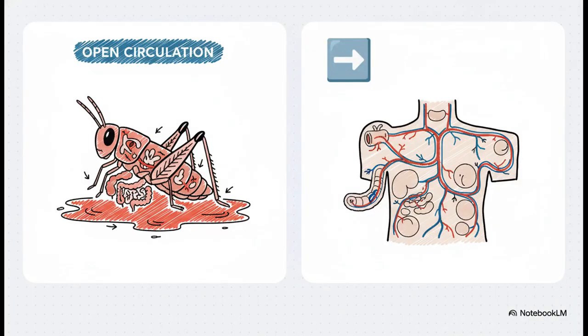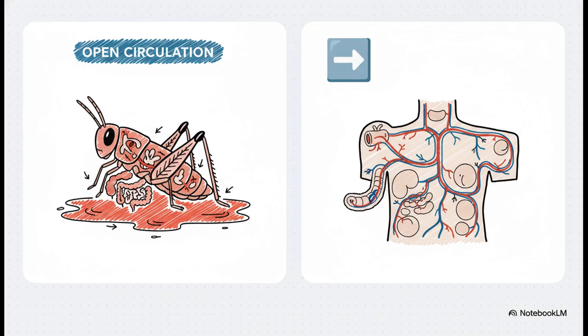How does an animal move all the important stuff like nutrients and oxygen around? Well, there are two main models. Open circulation is kind of like a flooded plain. Blood just flows freely inside the body, directly washing over all the tissues. It's pretty common in invertebrates.